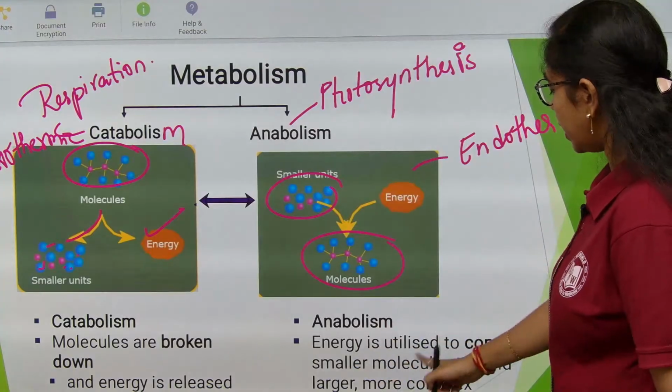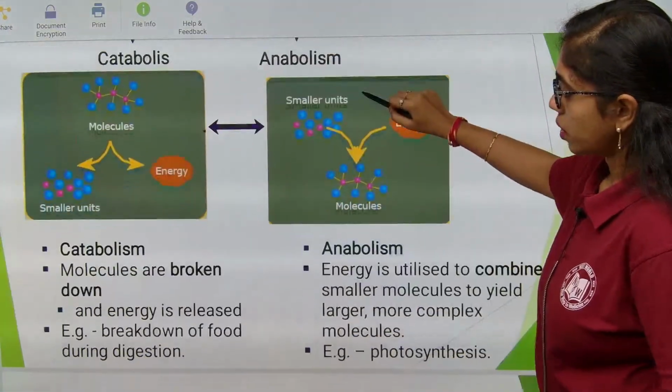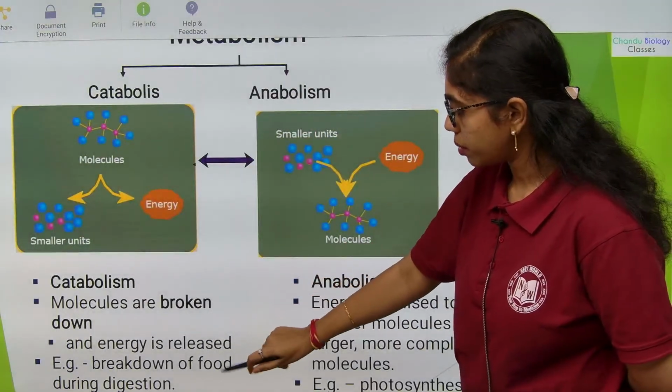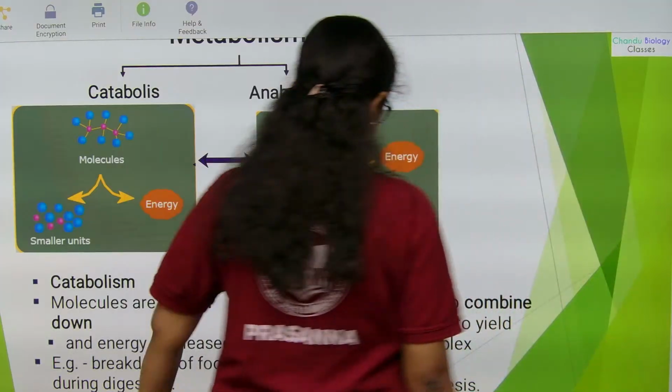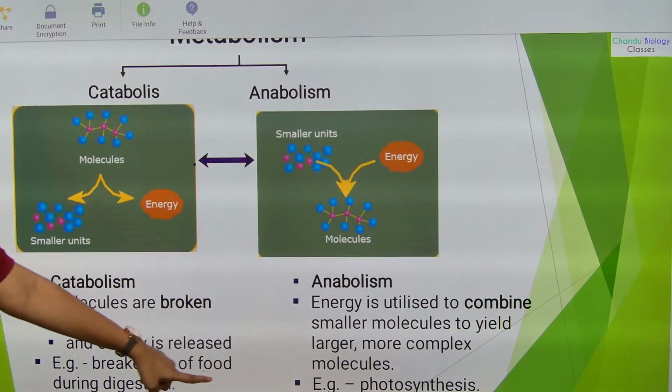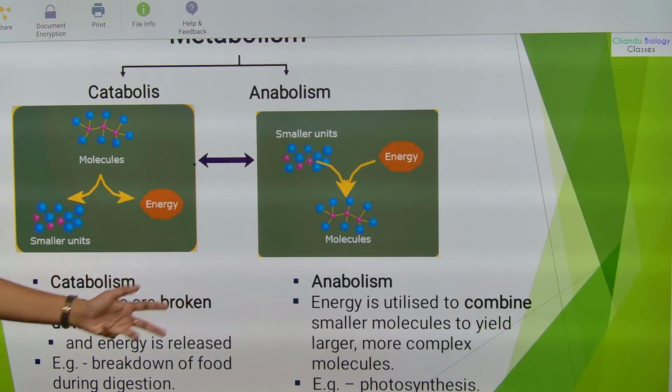Next. So here the description is given where the molecules are broken into the simpler ones. The best example is food being broken down in digestion. Here in photosynthesis, the complex molecules are built up by using simpler molecules.